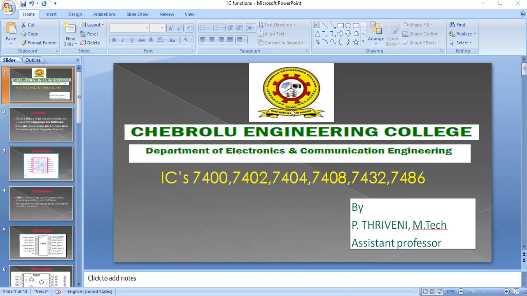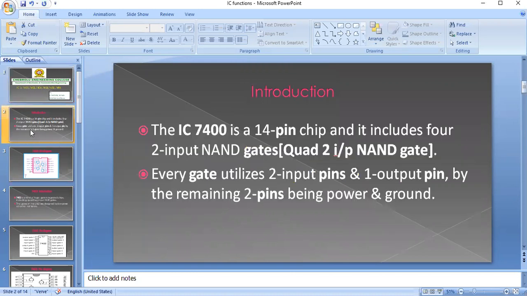So in today's session, I'm going to explain some basic ICs. In the previous session, we already discussed basic gates: AND gate, OR gate, NOT gate, the universal gates NAND and NOR, and the special gates, exclusive OR and exclusive NOR. All these logic gates are available in IC form.